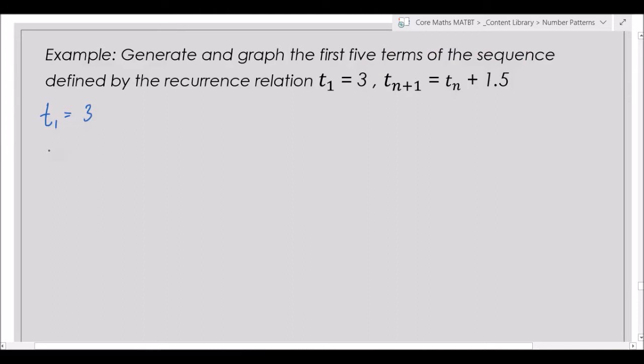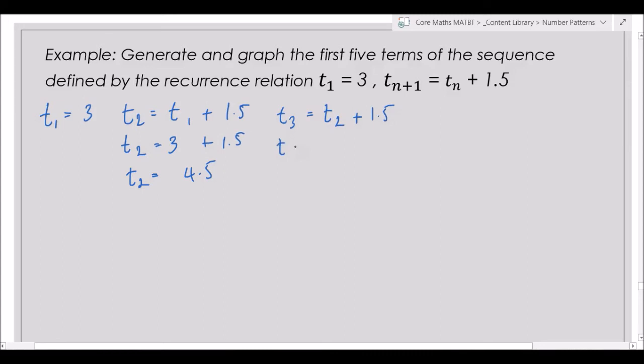So T1 is 3, that's easy. T2 would be T1 plus 1.5, so that would be 3 plus 1.5. That means T2 is equal to 4.5. T3 would be T2 plus 1.5. That means term 3 is equal to 4.5 plus 1.5, and that would equal 6.